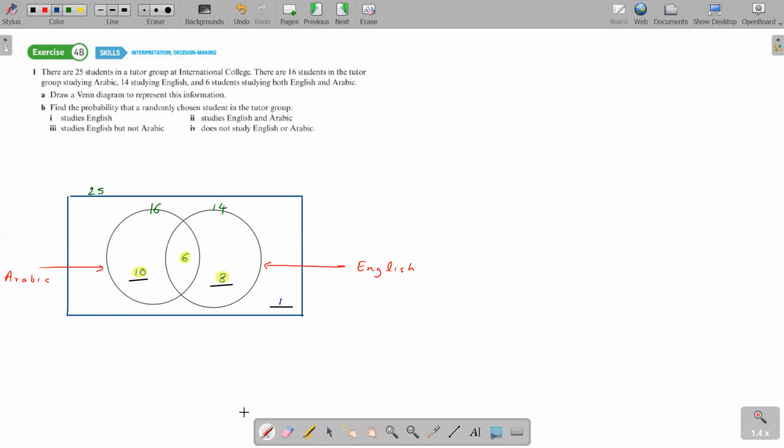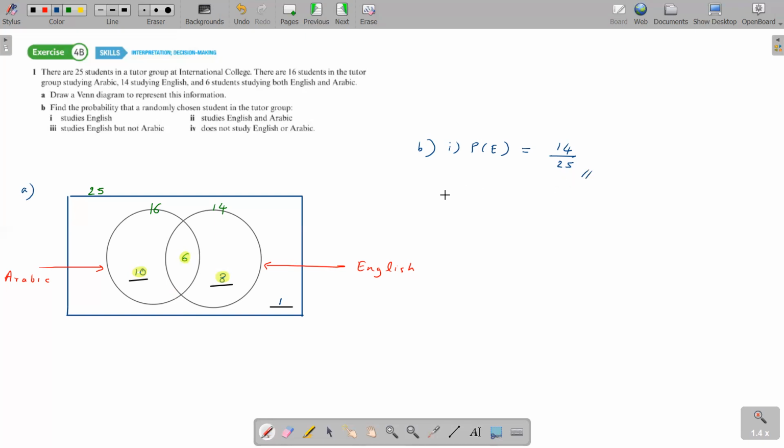Okay, so the next thing they're asking us to do is in part B. So this is part A. Find the probability that a randomly chosen student in the tutor group studies English. So what's the probability he studies English? You can see English, the total is 14. So 14 students are studying English altogether out of total 25. So 14 out of 25, does it simplify? No, right? 14 over 25 is the answer.